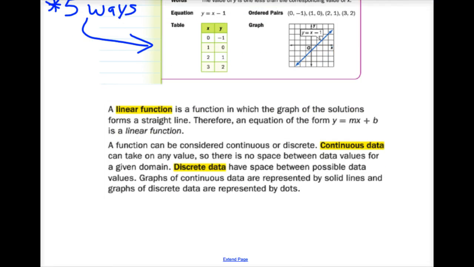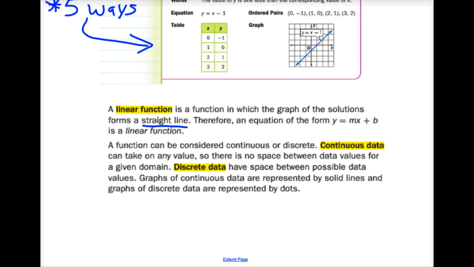All right. Next thing we need to do is talk about continuous and discrete data. This will be brand new to you guys. A linear function is a function in which the graph of the solution forms a straight line. You guys have been doing this for weeks. Therefore, an equation of the form y equals mx plus b is a linear function.